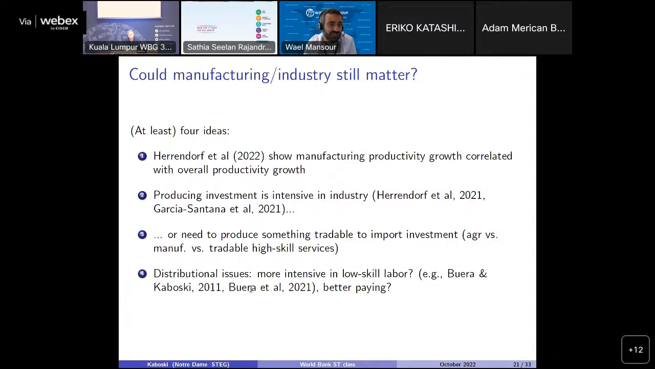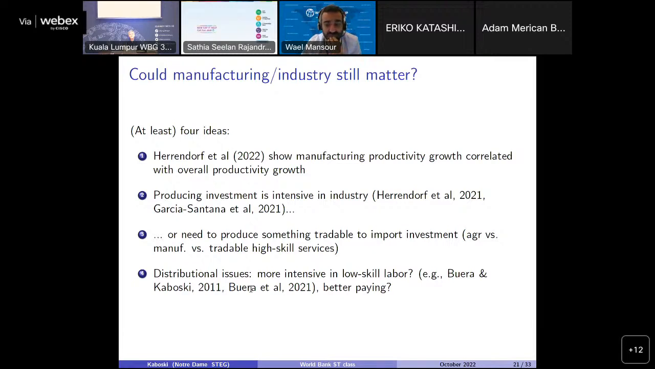In a way, manufacturing output is more resilient to shocks than services. So less variability, if you want. So if you have more manufacturing, you have sectors that, let's say, especially if you trade.